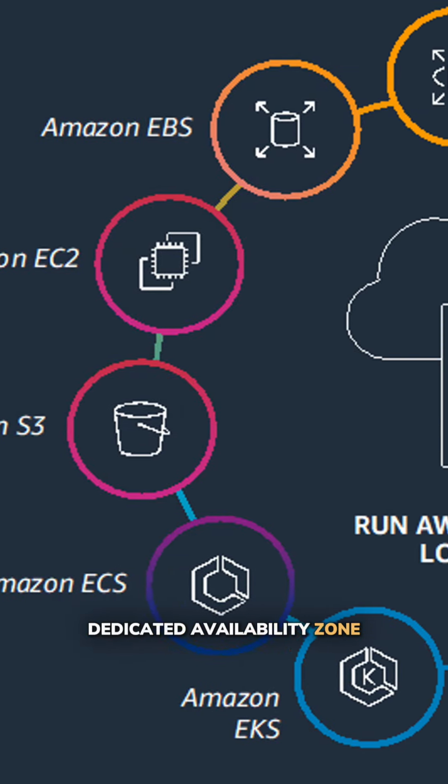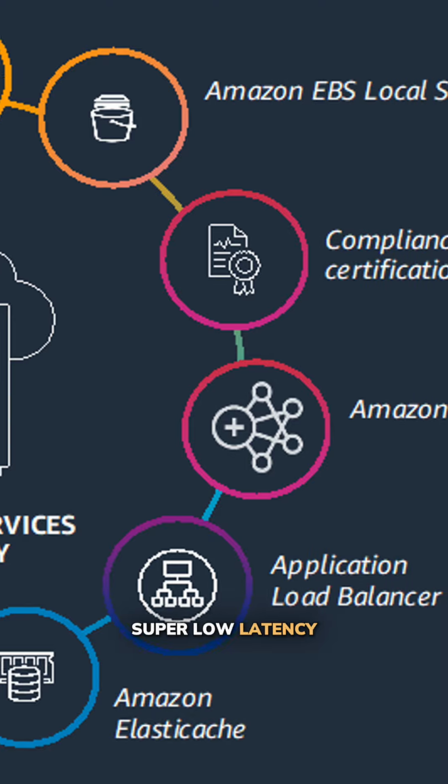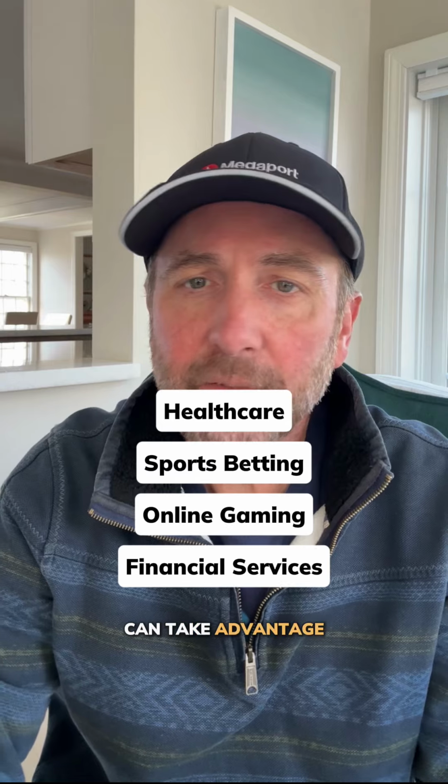So think of Outposts like your own dedicated availability zone sitting in your own data center. Customers use them when they need super low latency or may need local infrastructure to comply with regulations for data residency. So industries like financial services, online gaming, sports betting, or even healthcare can take advantage of Outposts.